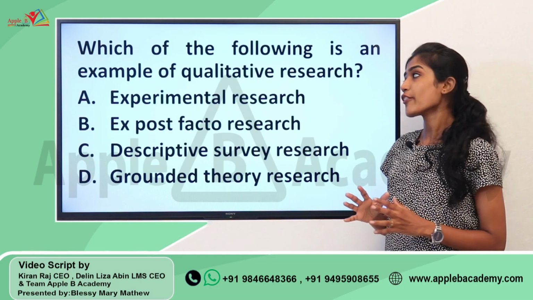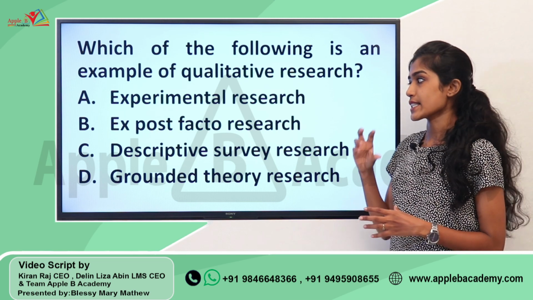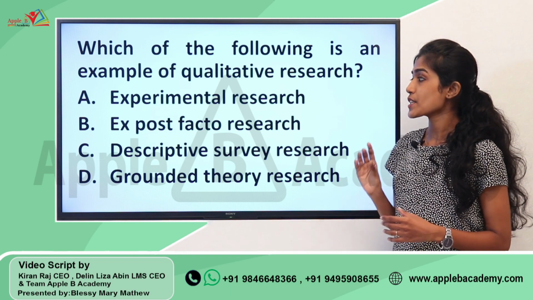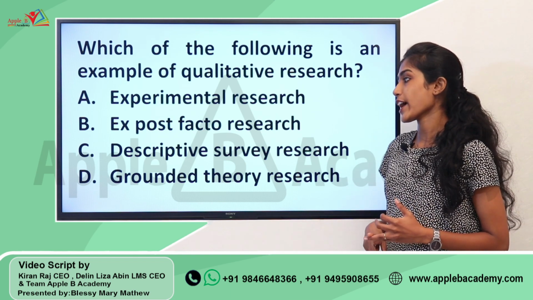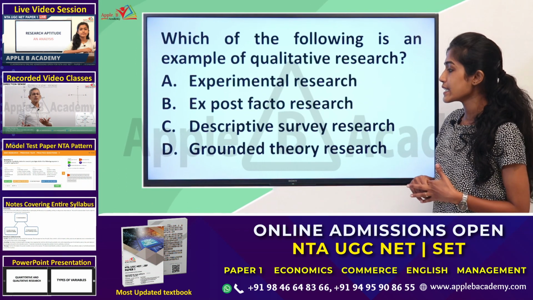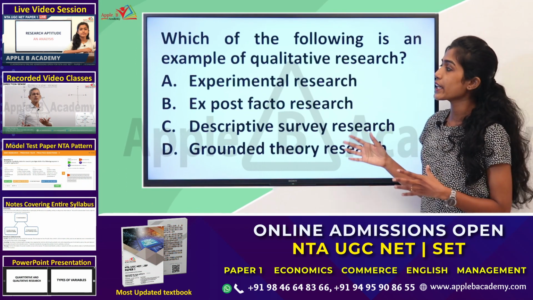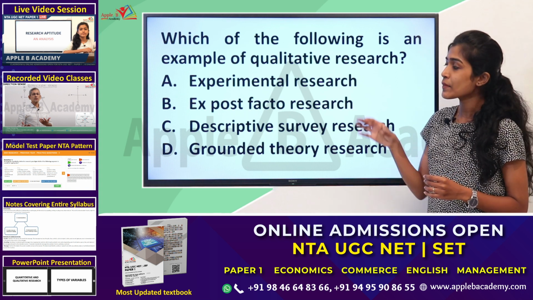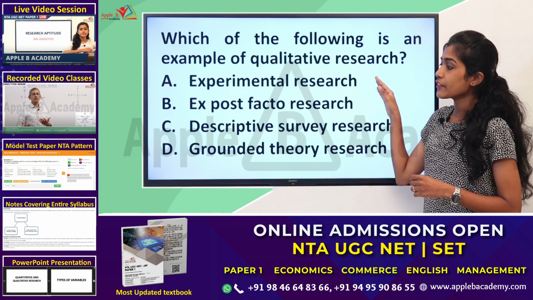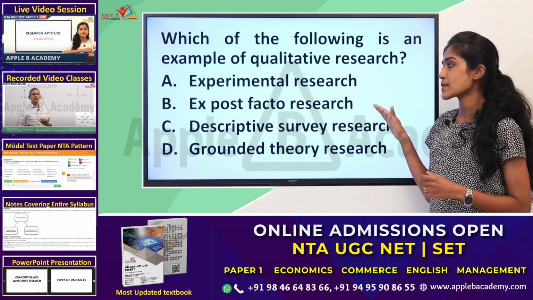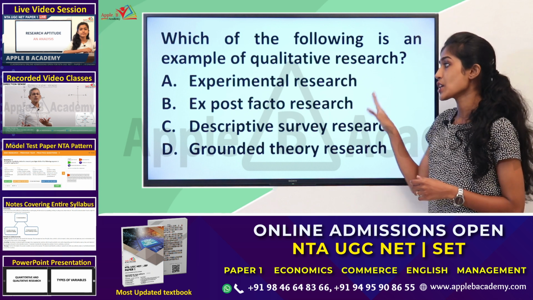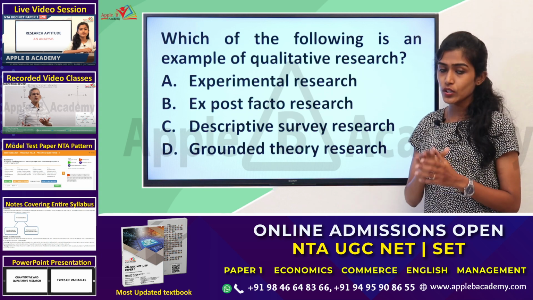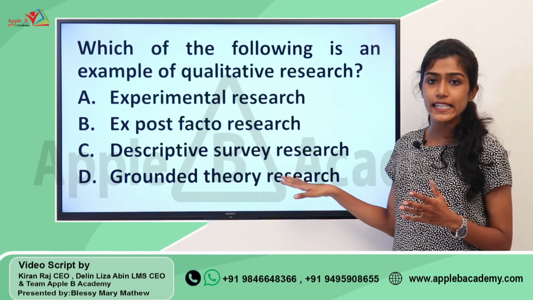Next question, which of the following is an example of qualitative research? And you have various types of research given as options. We have experimental research, ex post facto research, descriptive survey research, and finally grounded theory research. From these, you have to identify an example of qualitative research. The first three options, experimental research, ex post facto research, descriptive survey research, are basically examples of quantitative research. So the right answer for this question is option D, grounded theory research.